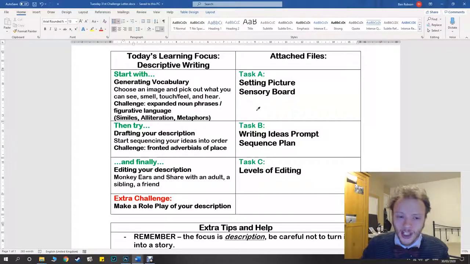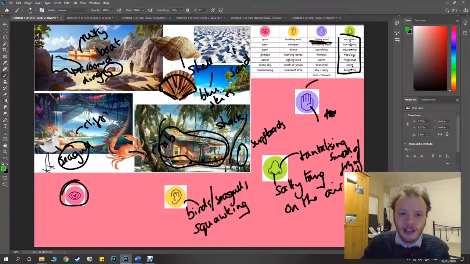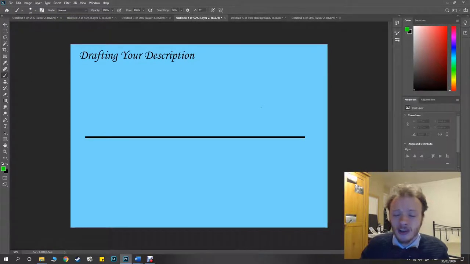So this is where we come on to the "then try" element, where we're drafting our description, we're trying to put our ideas into order. And part of the challenge with that is using front-end adverbials of place. Drafting your description does not have to be something that takes a long time. It is about picking out those ideas you really want to focus on and putting them into an order.